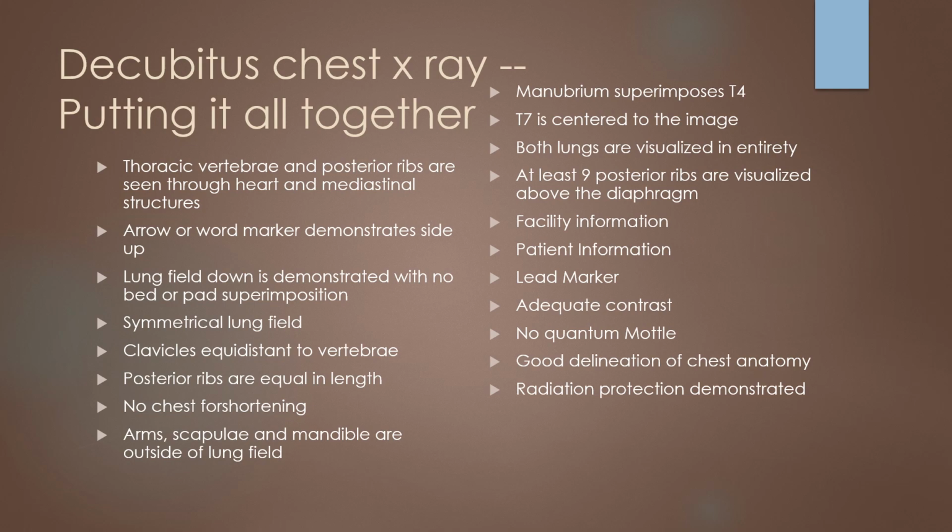We want to see that the manubrium superimposes T4. That would indicate that I have no mid-coronal tilt and that I've utilized an adequate central ray angle. I want to see that T7 is centered to the image. That would indicate good IR and central ray placement. I want to see both lungs visualized entirely because if all the anatomy isn't there, this is not an acceptable image. We need to see that 9 posterior ribs are visualized. That indicates my patient had adequate inspiration. And then, of course, we're going to add in our non-negotiables, including facility information, patient information, lead marker, adequate contrast, no quantum mottle, and then good delineation and penetration of anatomy.